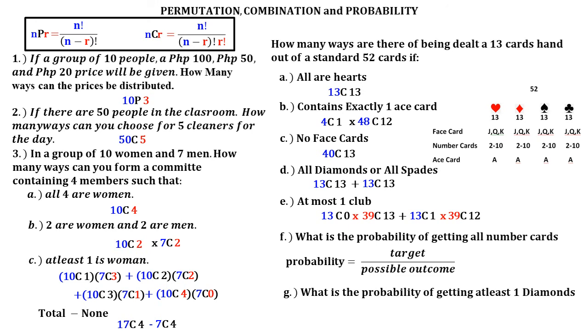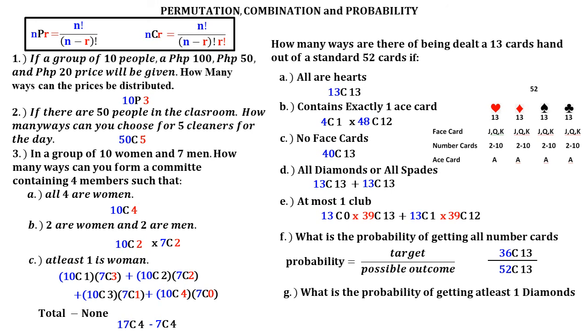Okay, ilan ba ang number cards? 2 to 10 is 9 cards. And then, times 4 natin siya. That is equal to 36. So, 36 yan. So, from the group of 36, we need to choose 13. So, ayan na yung target outcome natin. Okay? And ilan ba ang possible outcome yan? So, 52 cards tayo. We will divide it by 52 choosing 13.